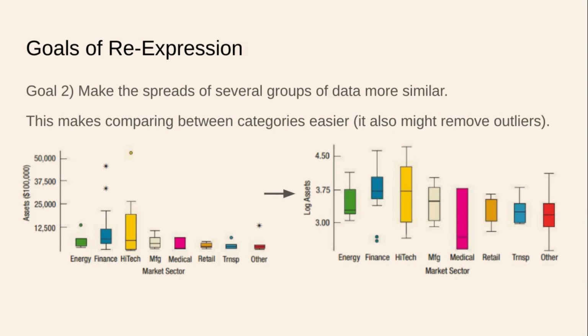So, goal number 2, make the spreads of several groups of data more similar. Now, this makes comparing between categories easier and can also remove outliers. So we see this set of box plots over here. Market sector is what we're talking about. So we have different areas of the market here, different categories within the market. And then we have assets in terms of hundreds of thousands. All right, so these box plots are kind of silly looking.